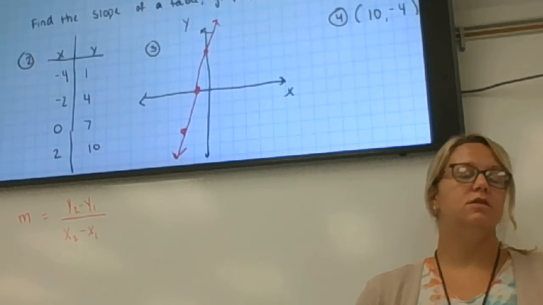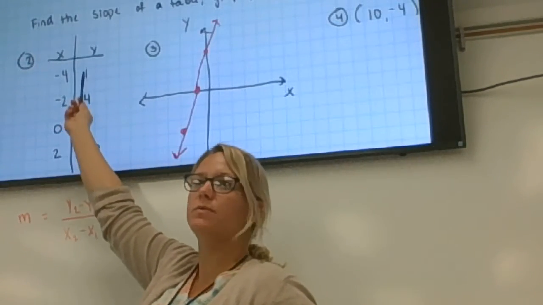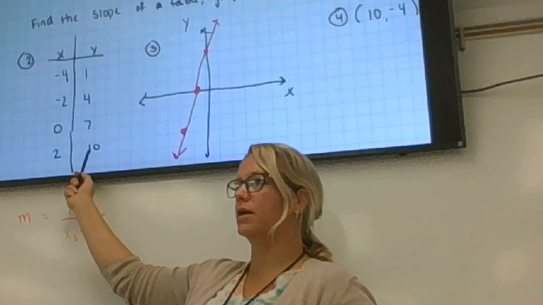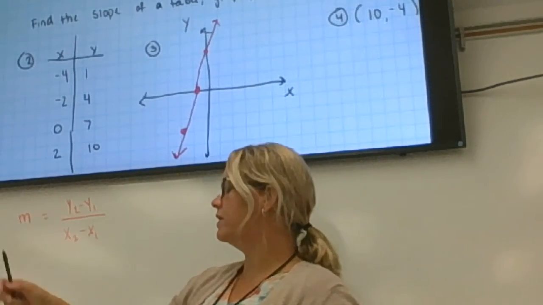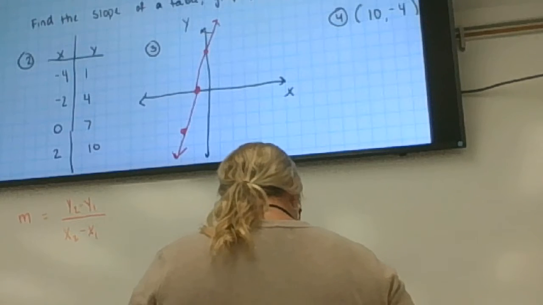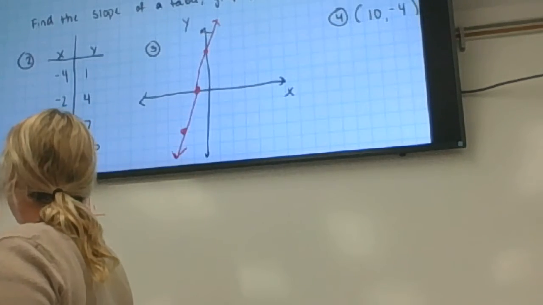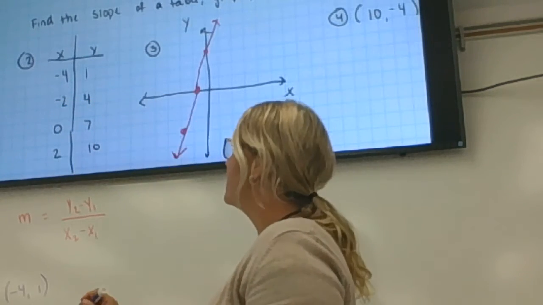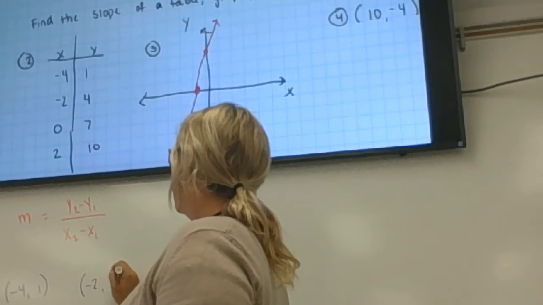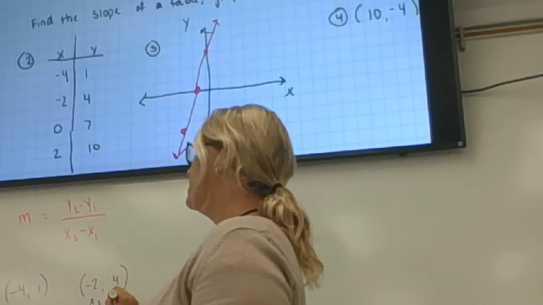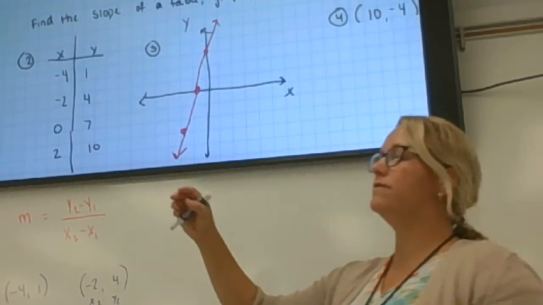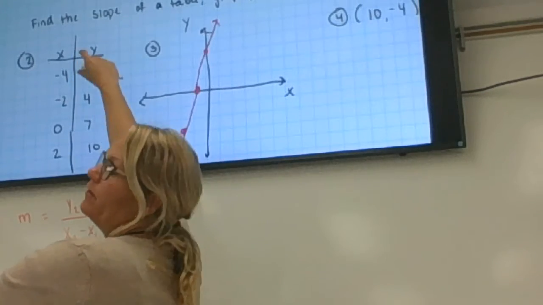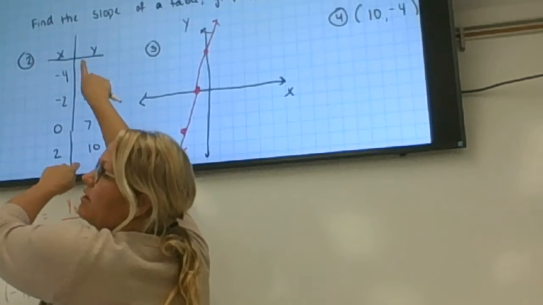So for the table, we could call this the first point, this the second point, this the third point, and this the fourth point, right? So I can do slope formula with any of those, but for consistency, I'm going to call -4, 1 x1 and y1. And then -2, 4, I'm going to call x2 and y2. But I could have done this as 1 and this as 2. I could have even found the rate of change between this one and this one, and it'll come out the same.